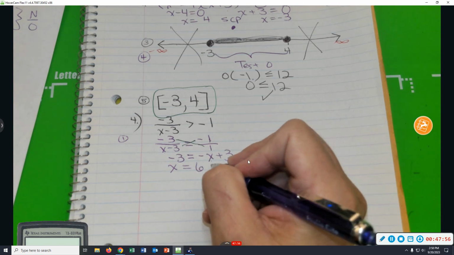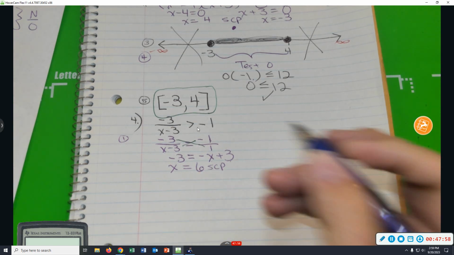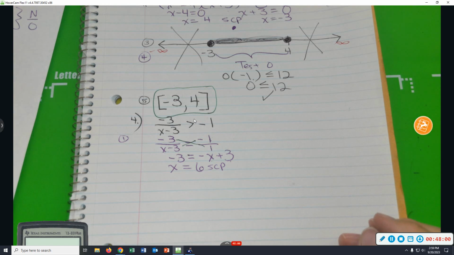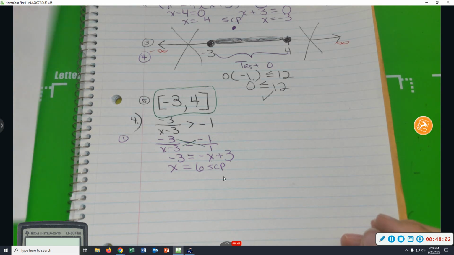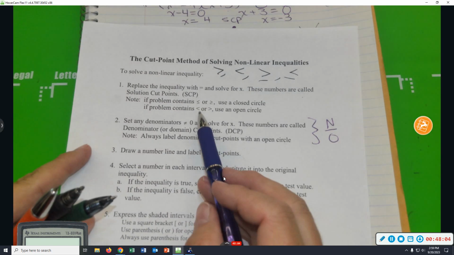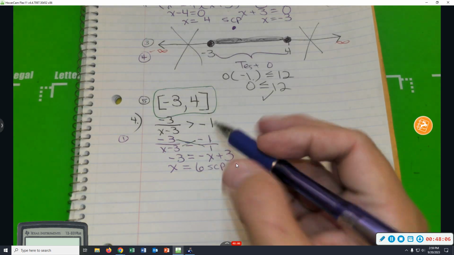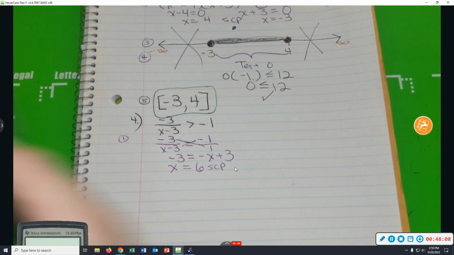And how am I going to label that? Open or closed? Open. Okay, there's no equality, so I agree with an open circle.